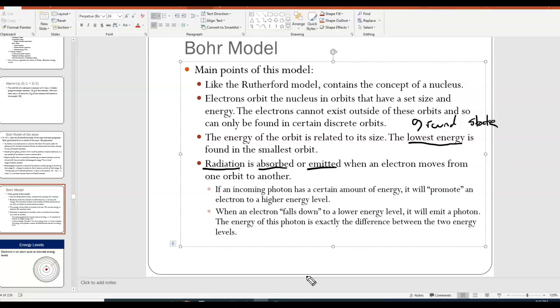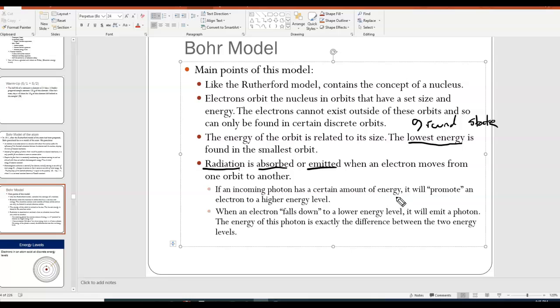If an incoming photon has a certain amount of energy, it will promote or knock up, or what's another word of saying excite, an electron to a higher energy level. When an electron falls down to a lower energy level, it will emit or give off a photon. The energy of this photon is exactly the difference between the two energy levels.